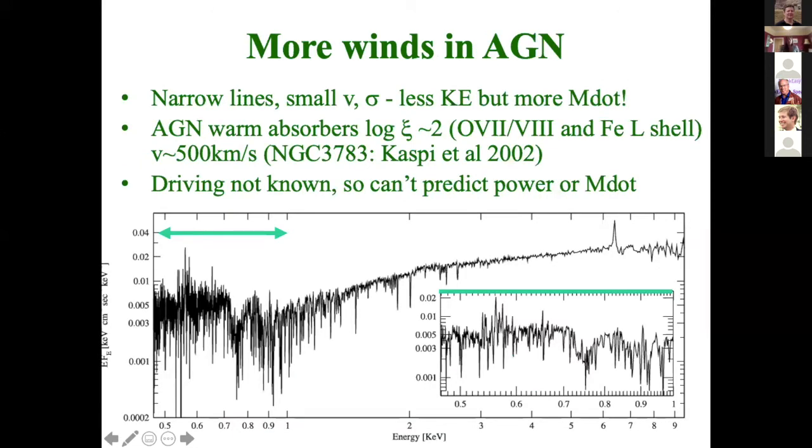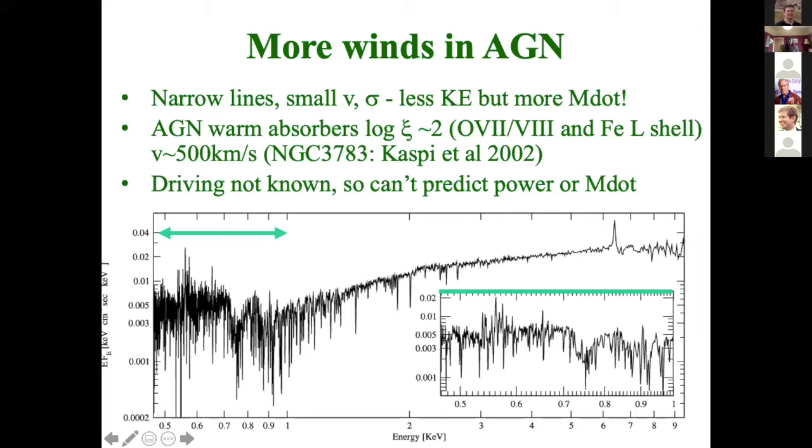But we also know that we see lots more winds in AGN as well. We see different ionization states, different velocities. This amazing spectrum, I think Mike Novak showed it earlier, much smaller velocity, but much smaller ionization parameter, and just lines everywhere in that soft X-ray band. These in X-ray astronomy are called the warm absorbers.